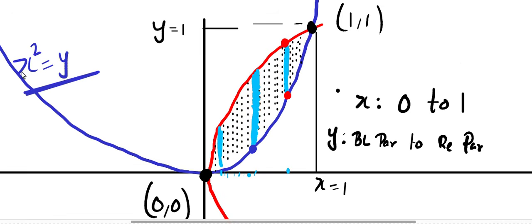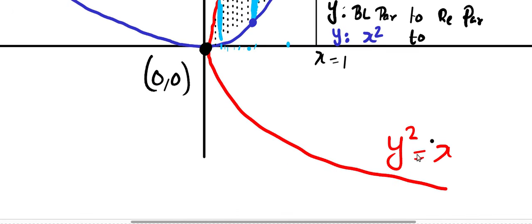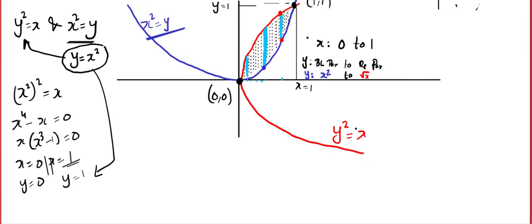Y is equal to x square because I want the y value. So I am going to write y varies from x square to. Now the red parabola means y is equal to root x. So the upper limit will be root x. That's it. Limit evaluation is done.